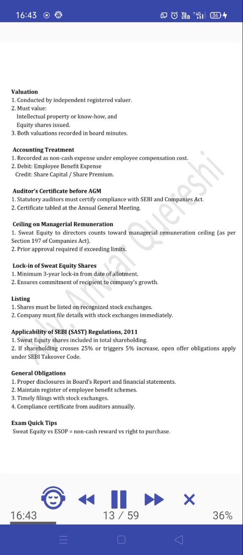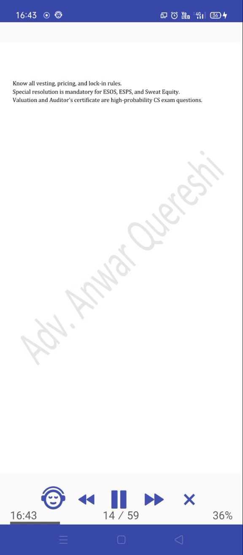Exam quick tips. Sweat equity versus ESOP equals non-cash reward versus right to purchase. Know all vesting, pricing, and lock-in rules. Special resolution is mandatory for ESOS, ESPS, and sweat equity. Valuation and auditor certificate are high probability CS exam questions. Lesson 10.